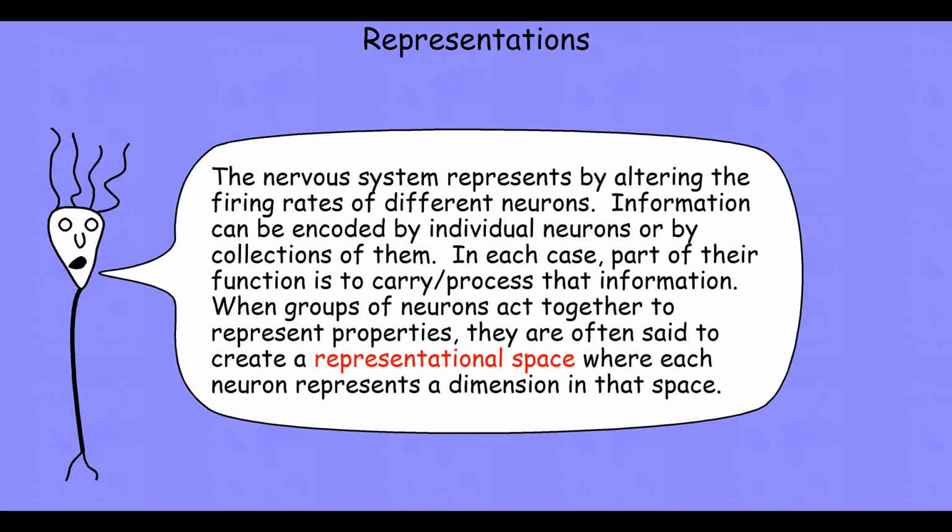So the nervous system and our neural network systems are going to represent by altering firing rates or activation for different neurons. Information can be encoded by individual neurons or by collections of them. And in each case, part of their function is to carry and process that information. So when groups of neurons act together to represent properties, they're often said to create a representational space, where each neuron that participates in that representation is said to represent a dimension, or to create a dimension, in that space.